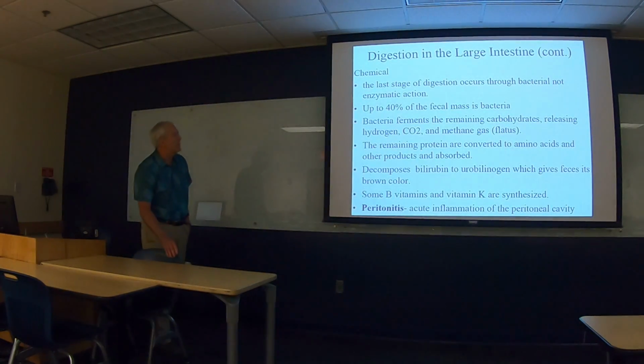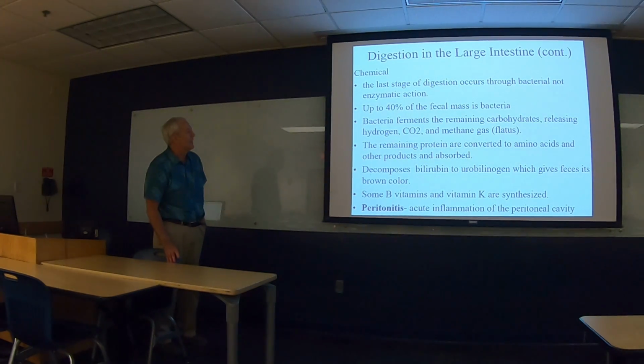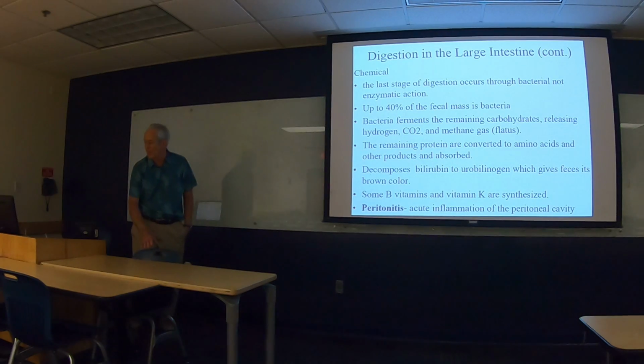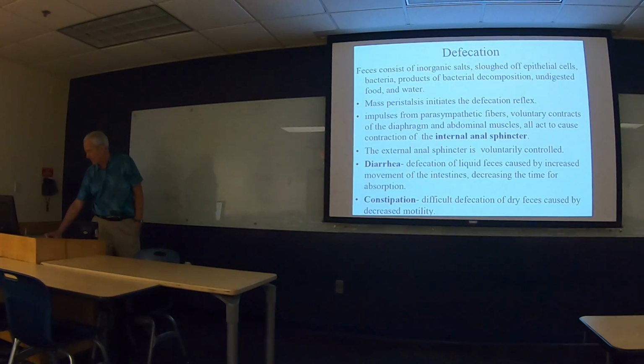So digestion within the large intestine, up to 40% of fecal mass is bacteria. It is brown because of the bilirubin, and you have bacteria that produce certain vitamins like B vitamins, and as I already mentioned, the vitamin K.